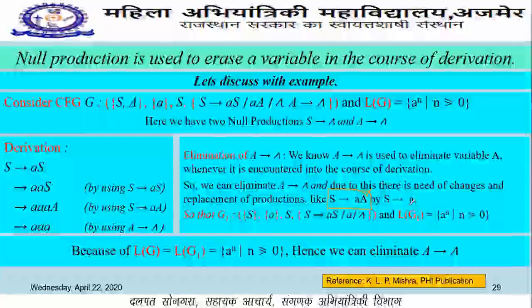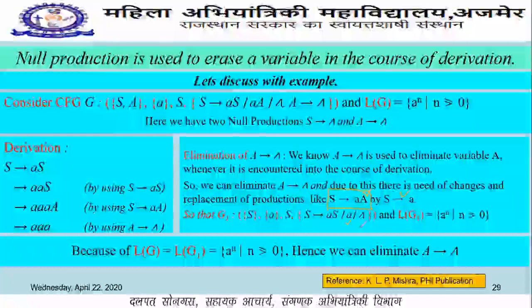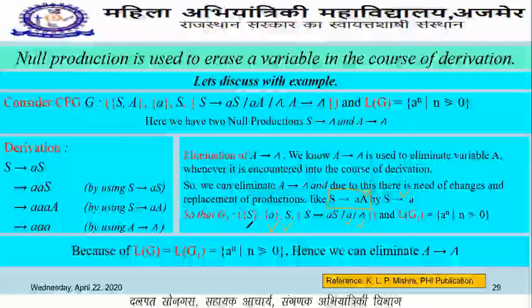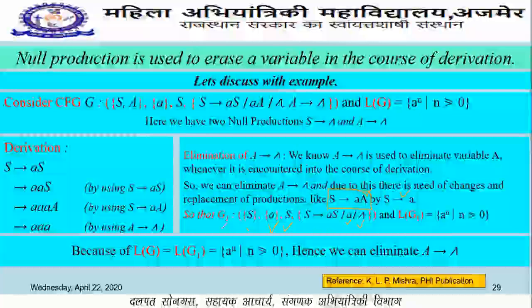So the final simplified productions are S tends to aS, and S tends to a only, and S tends to null. S is our starting variable, and a is a terminal, and the simplified set of variables in a simplified grammar G1 is S only. Here we eliminate A also.